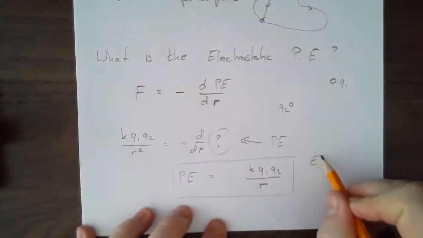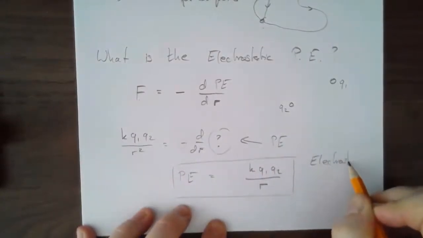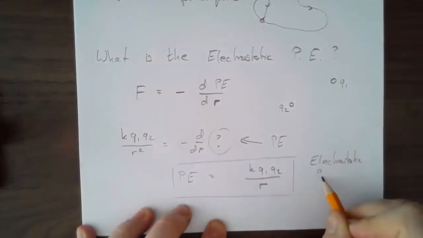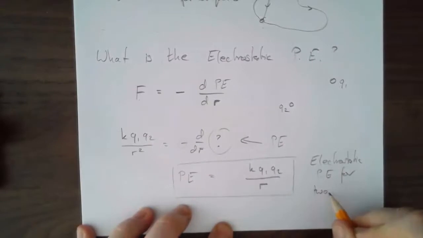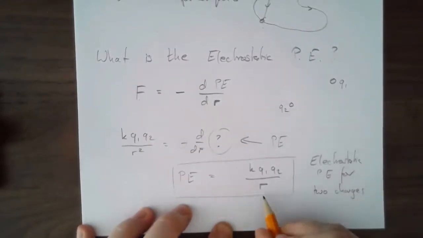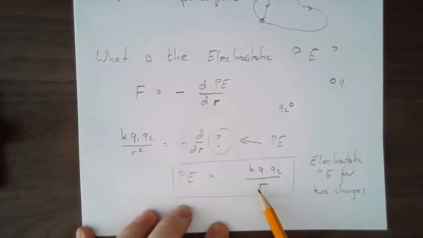So, electrostatic potential energy for two charges, where r is of course the distance between them. So it looks like Coulomb's law, except there's no squared.